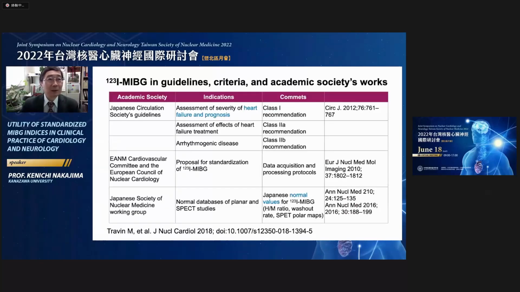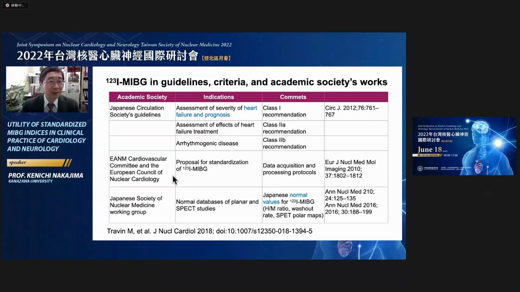Now, let's see MIBG in guidelines and criteria and the academic societies' works. In Japan, the Circulation Society's guidelines, which were published in 2012, list heart failure and prognosis as the first indication. It's a class 1 recommendation. And heart failure treatment is also included.